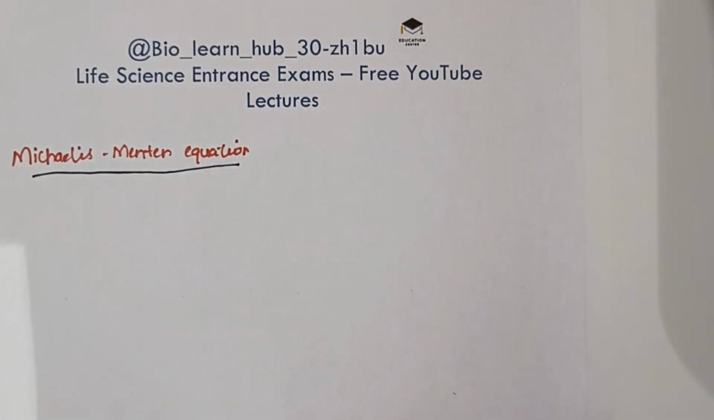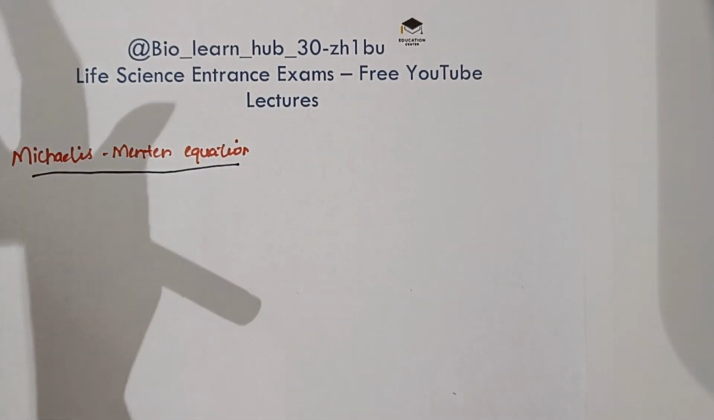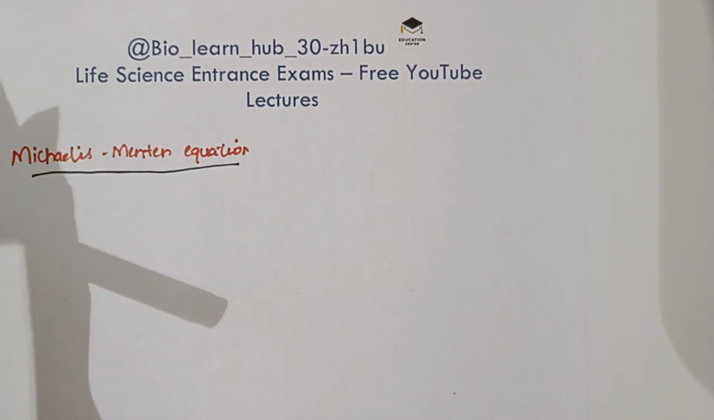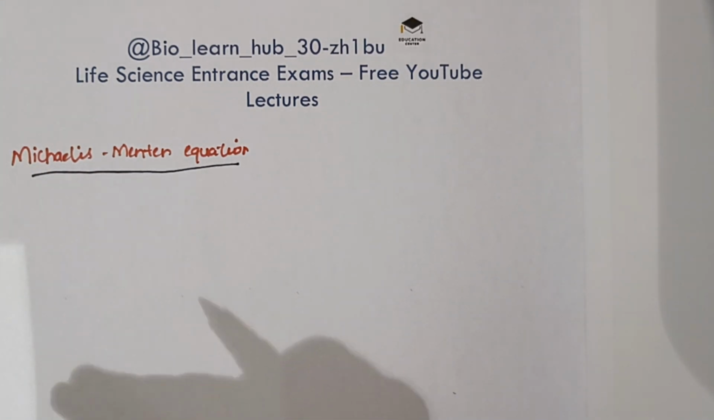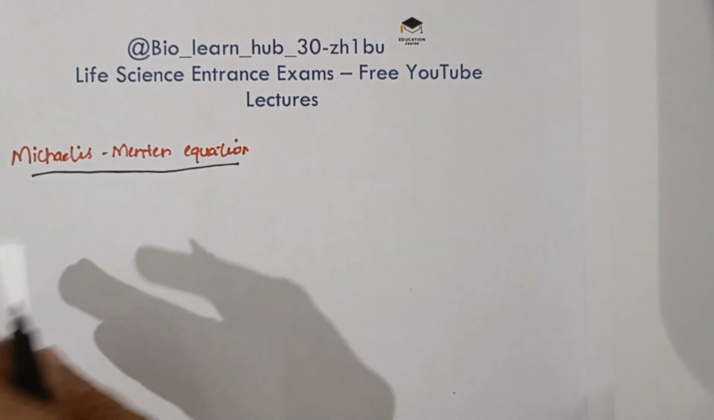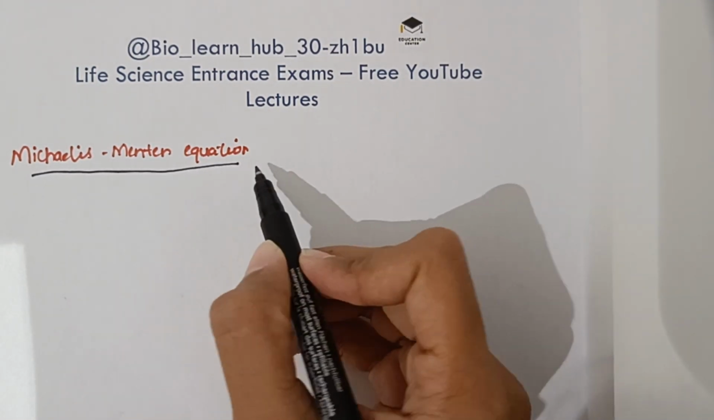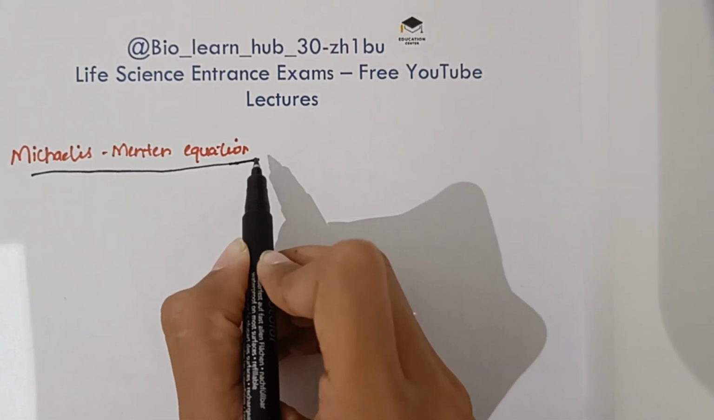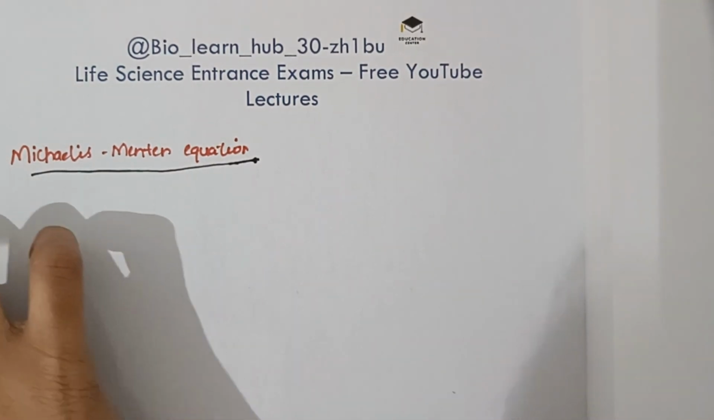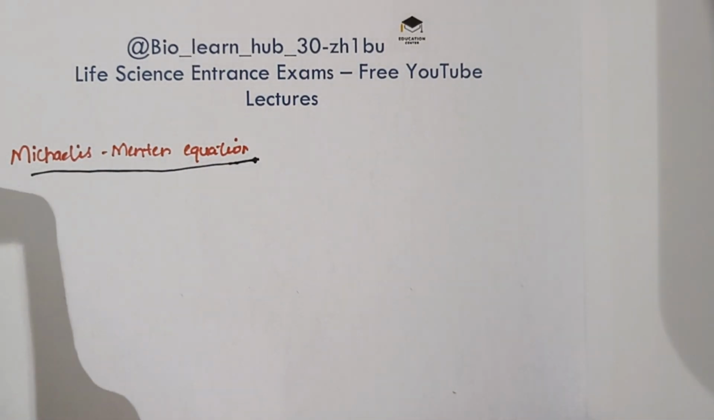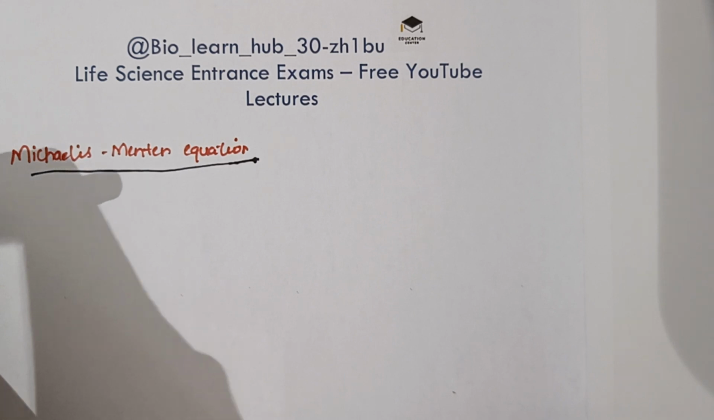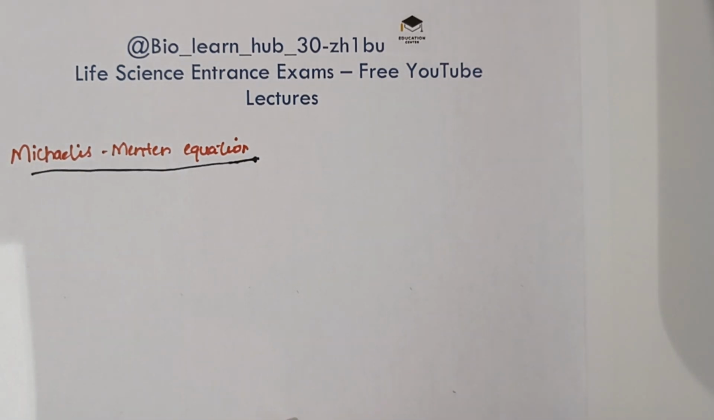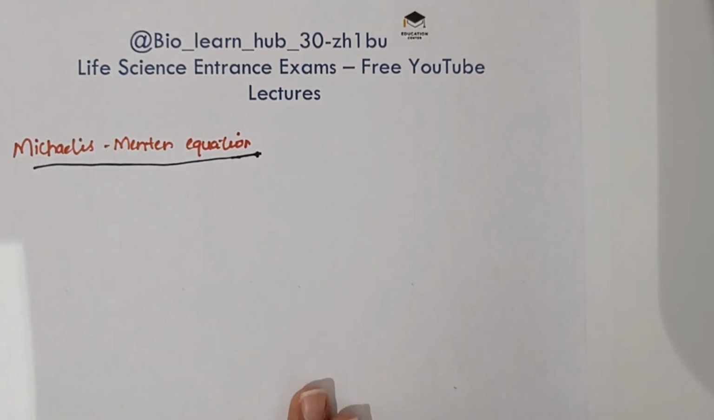It's a very important topic if you are preparing for CSIR NET Life Science, DBT, ICMR or GATE Biotechnology. For all these exams and also for interviews, questions related to the Michaelis Menten equation always come up. So what is this equation about and how is it related to enzyme kinetics? This is what I'm going to talk about in this video.